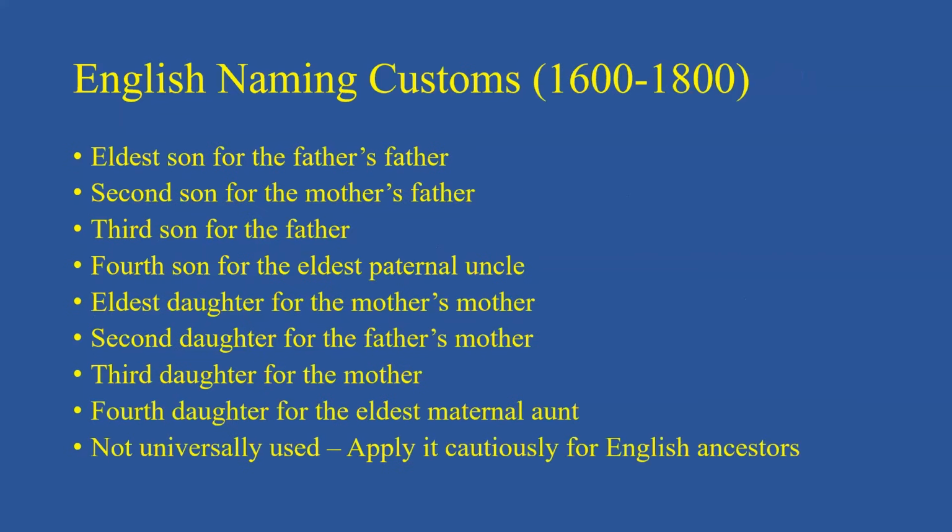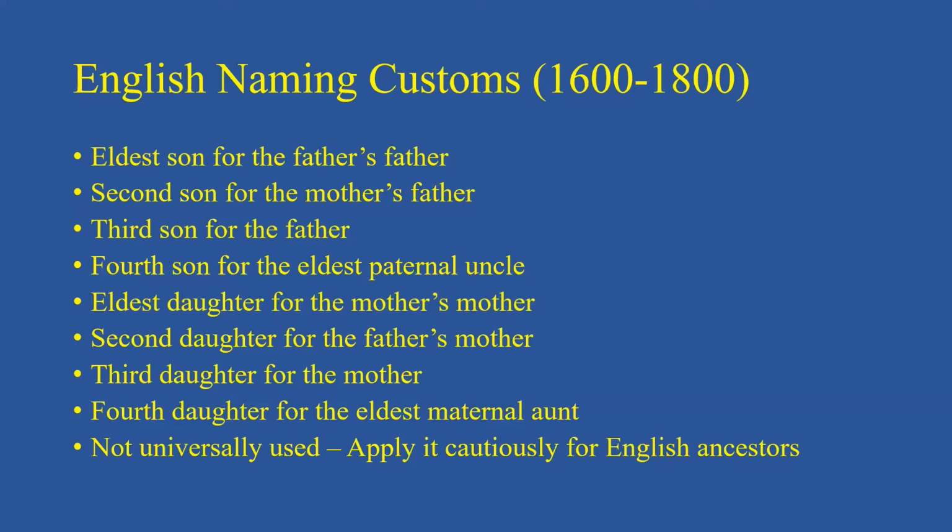Even before Cromwell, naming patterns in England began to change in the 17th century. It became common to name children after their grandparents, aunts and uncles, and other people in the family. The pattern had a number of slight variants, but it came to prevail in Scotland and Ireland, as we shall see. The pattern goes as follows. Eldest son named for the father's father, second son for the mother's father, third son for the father, fourth son for the eldest paternal uncle, eldest daughter for the mother's mother, second daughter for the father's mother, third daughter for the mother, fourth daughter for the eldest maternal aunt.